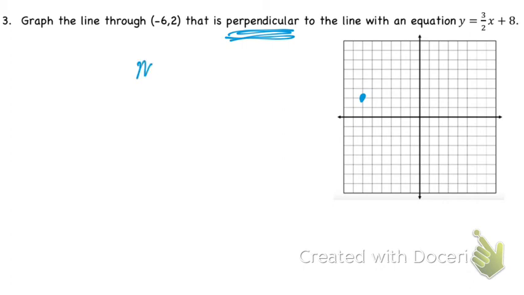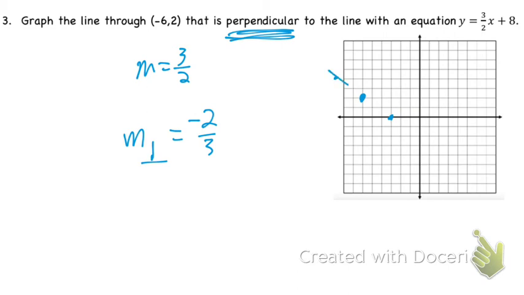3 over 2. So what's the slope of my perpendicular line? Negative 2 over 3. This one was nice and easy for us to get the slope because it was already solved for y, right? So now where can I go from my original point, -6, 2? Down 2 and right 3. Where else could I go if I went up 2? Left 3.